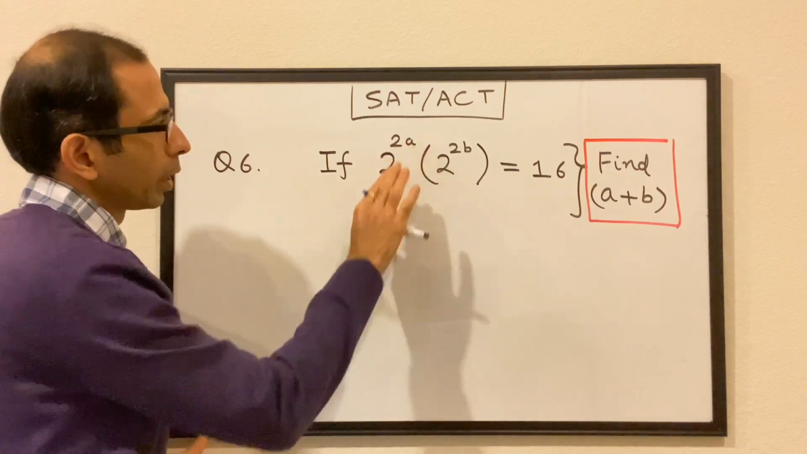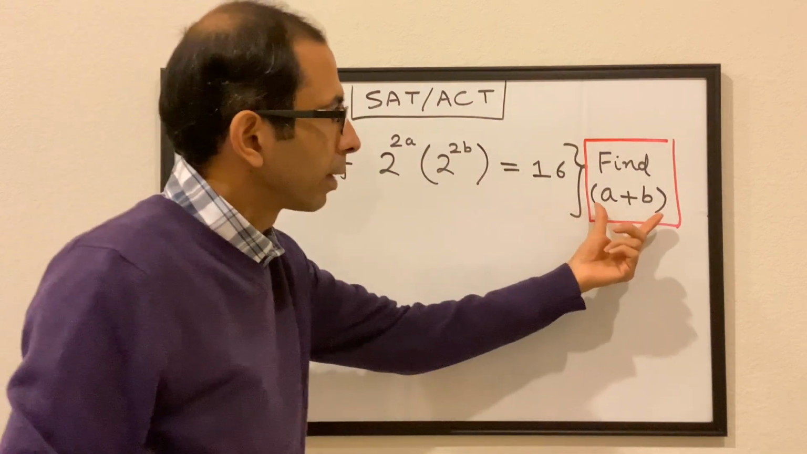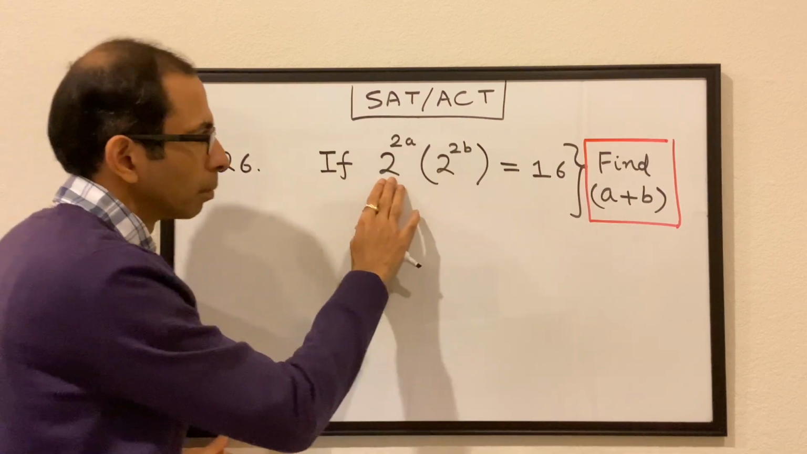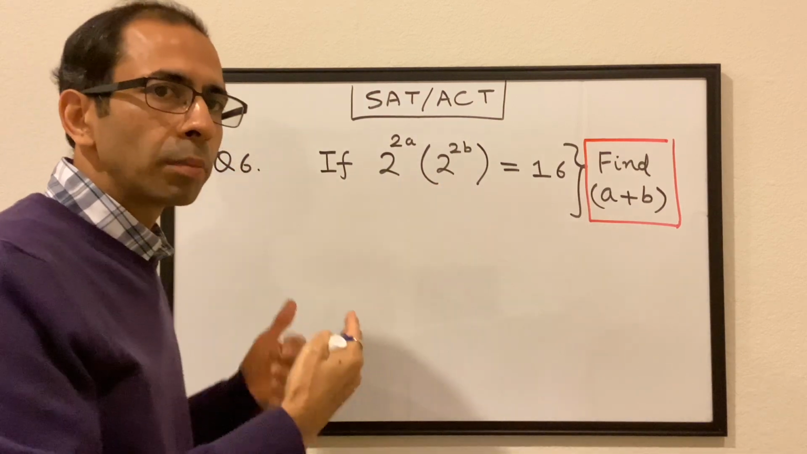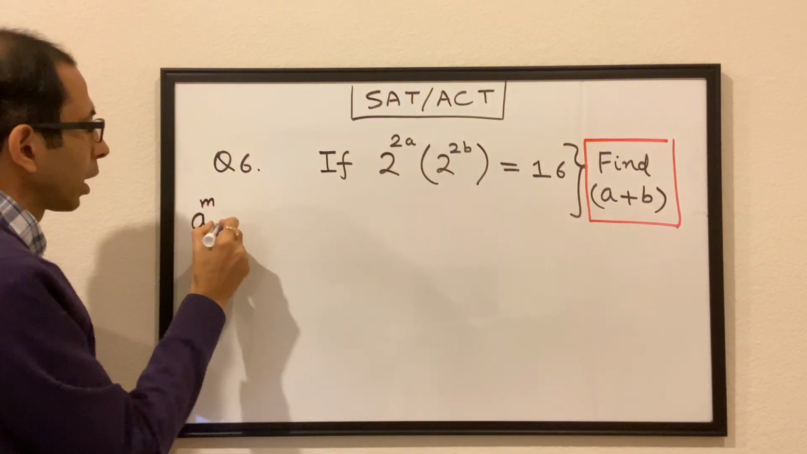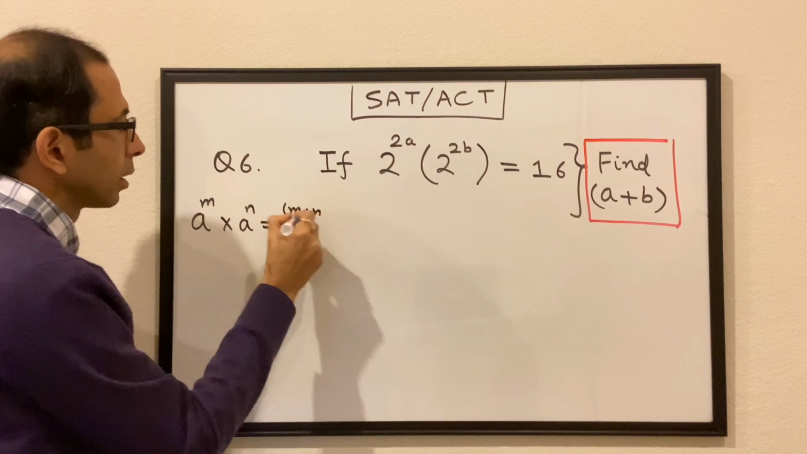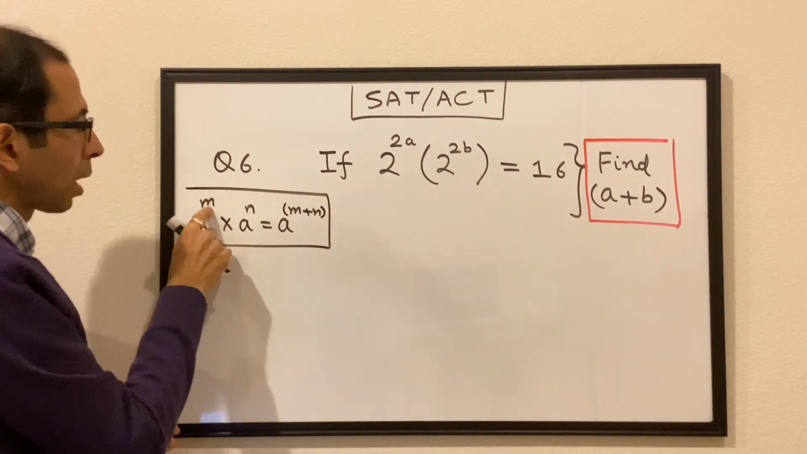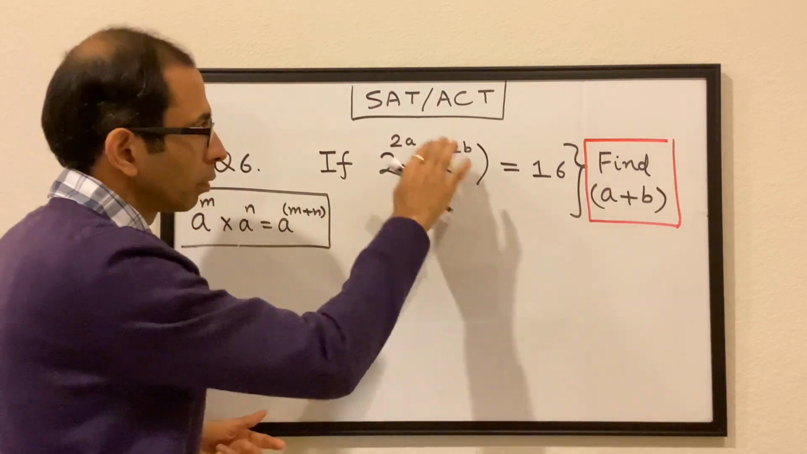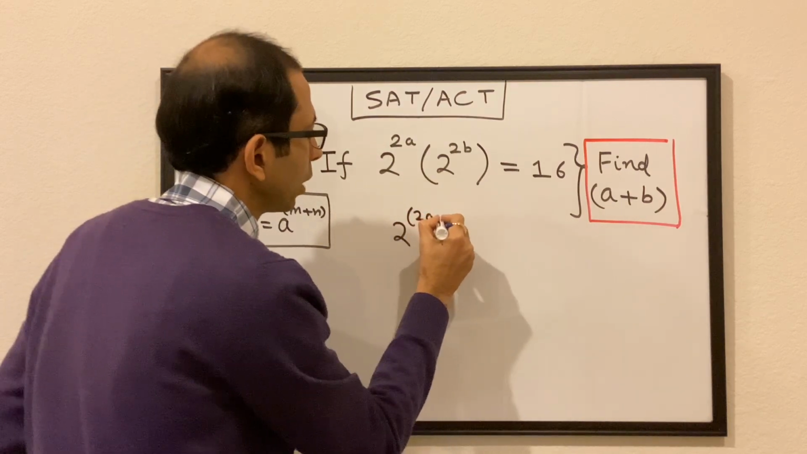If 2 to the power of 2a times 2 to the power of 2b is equal to 16, we have to find the value of a plus b. Now, if you look on the left side, the bases are the same. And we know that when we are multiplying two terms with the same base, the powers get added. So a to the power of m times a to the power of n is equal to a to the power of m plus n. Here the base is the same, 2 and 2, so obviously we can add the powers. So the left side becomes 2 to the power of 2a plus 2b.